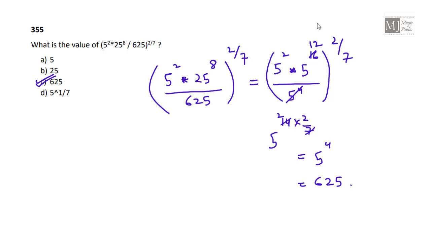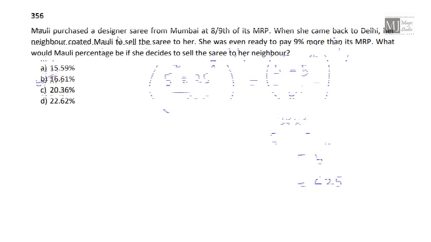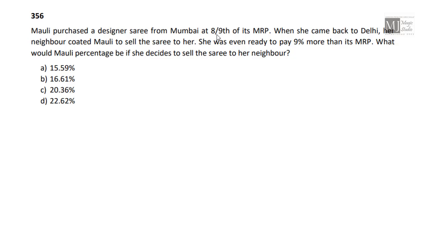Option C fits in. Molly purchased a designer sari from Mumbai at 8/9 of the MRP. These fractions always help us in picking up numbers. Let the MRP be 9, then the purchase price is 8.